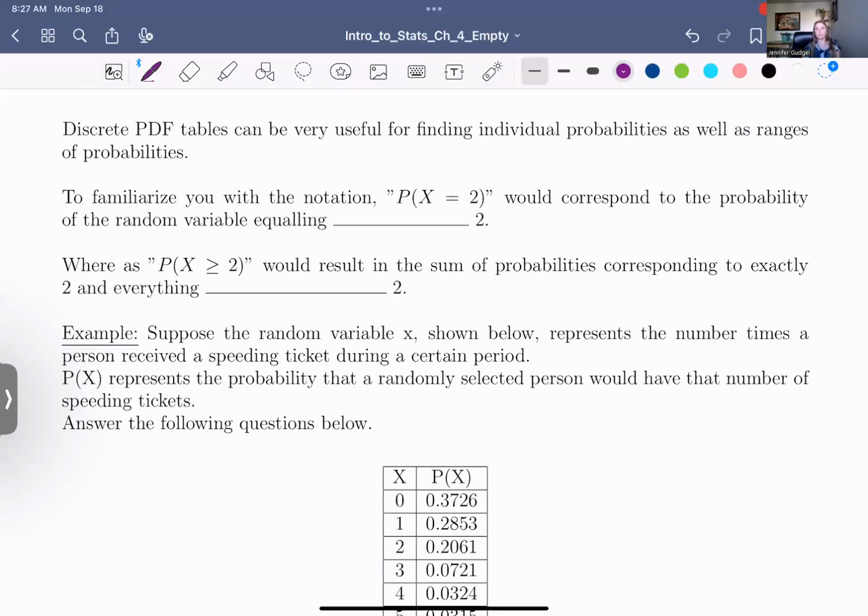Right, here is what I started to prelude to earlier. With these tables, yes, it's easy to pull individual probabilities from them, but they're also very helpful when you're trying to find a range of probabilities. And this is where we get that inequality notation going. I wrote this earlier. P of X equaling 2 means that we would be looking at the probability that the outcome was exactly 2. All right, exactly 2.